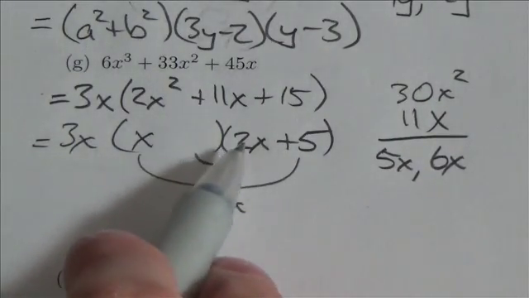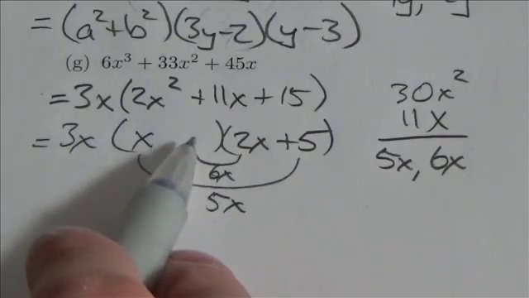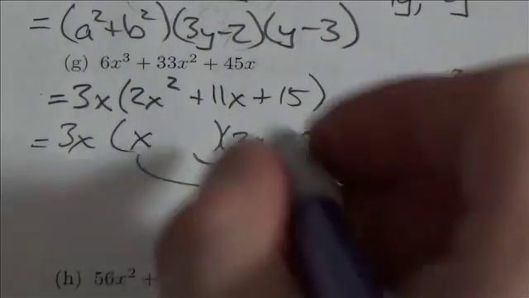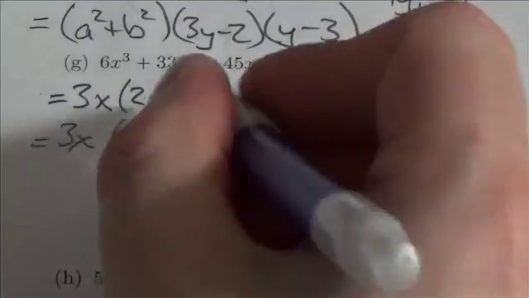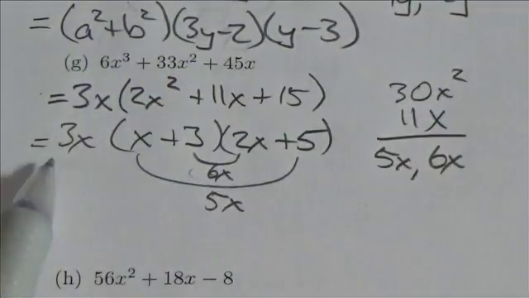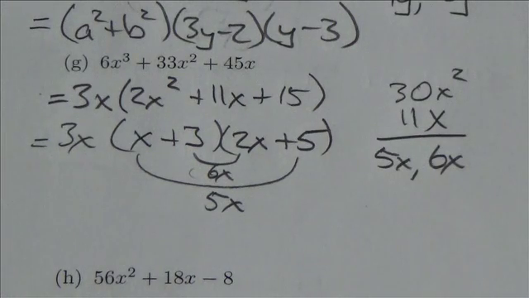These 2 terms, the first term of the second binomial and the last term of the first binomial, their product has to be 6x, my mistake right there. The 2x is there, which means I'm missing a factor of 3. And so in factored form, that would be 3x times x plus 3 times 2x plus 5.